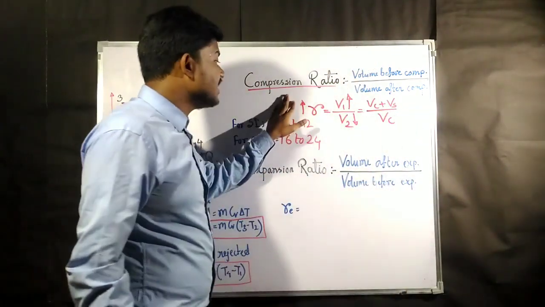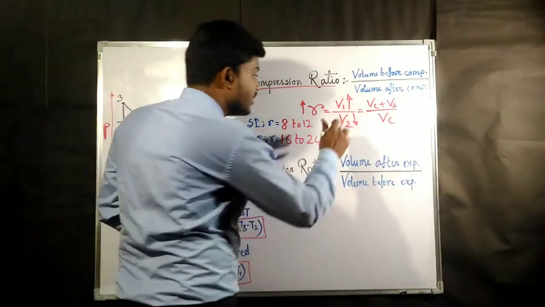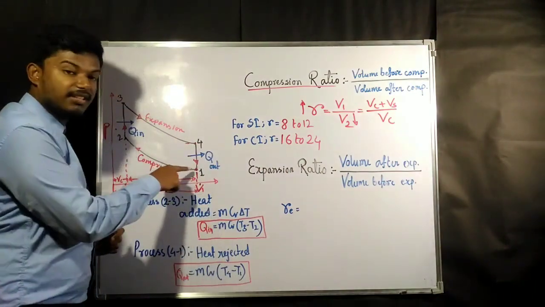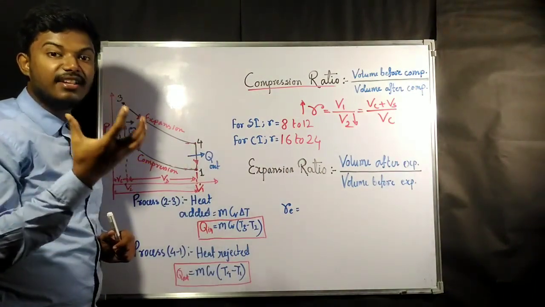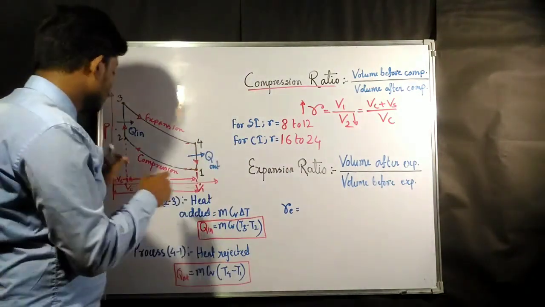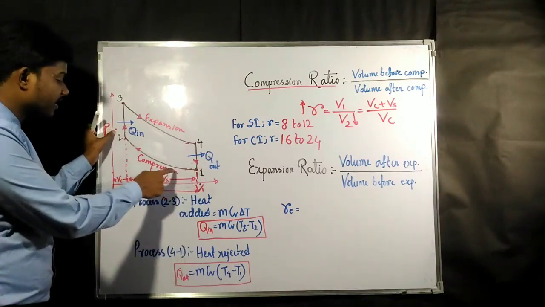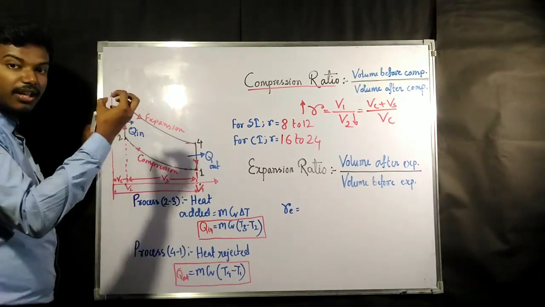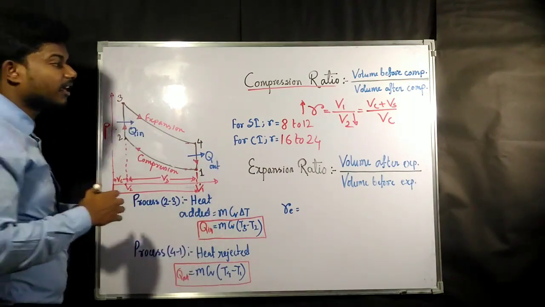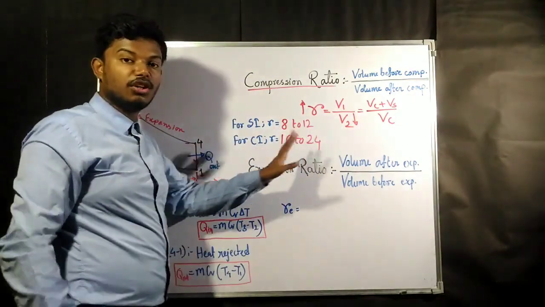That means to develop your compression ratio, you need to decrease the volume 2, keeping the volume 1. This is the initial air fuel mixture, the natural air fuel mixture volume which is coming. Now you need to decrease the volume 2 so that you can compress it more and more. The volume after compression becomes smaller and smaller and the temperature rises. So to increase the compression ratio, we need to decrease the volume 2.